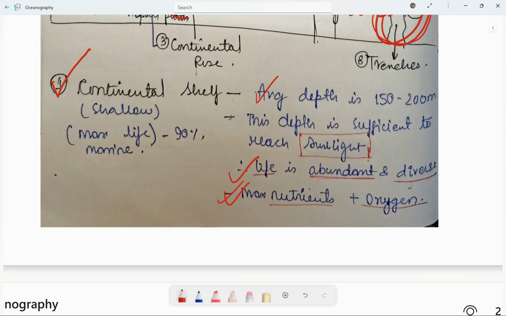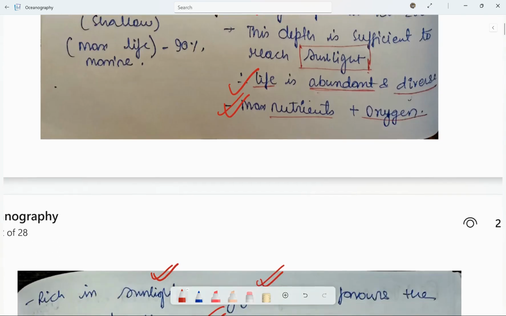We'll start with the continental shelf, where the average depth of water below the continent is 150 to 200 meters, and here we see 90% of the maximum marine life. Sunlight reaches till this depth, and that is the reason why biodiversity exists in this region. Life is very abundant and diverse, and we see maximum biodiversity in this continental shelf.